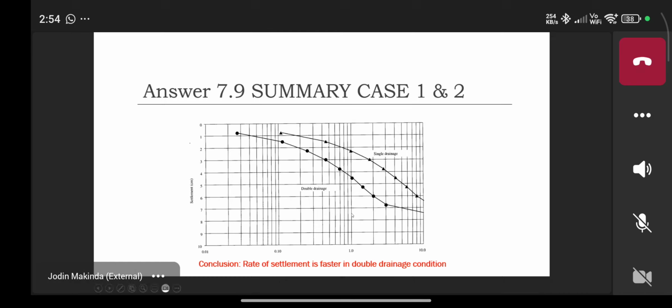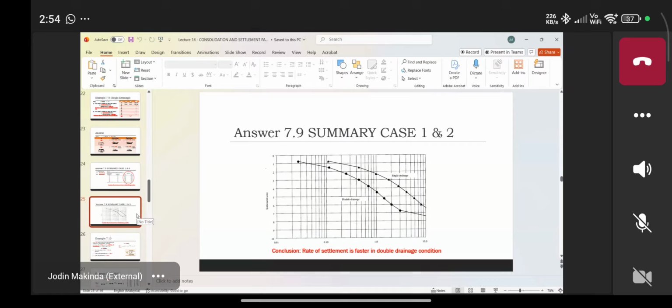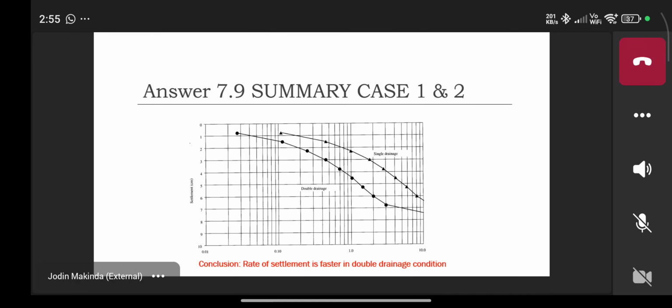Similarly, if we plot, we can see here the single drainage and double drainage. Double drainage, the rate is faster than single drainage. So this is for comparison purposes. So now we can learn that besides the total settlement and besides the soil profile, we can also study the rate of the settlement.